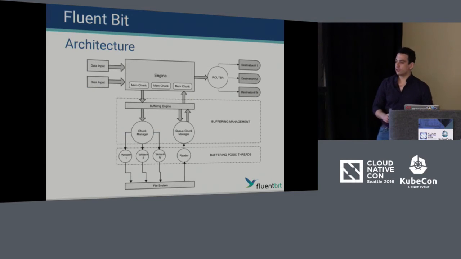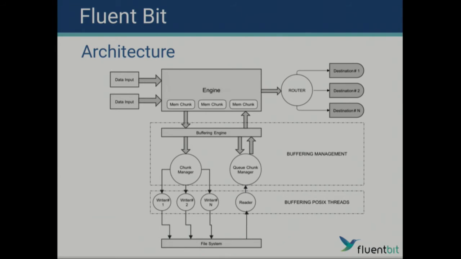The architecture is quite similar. I'm not going to get into much detail on it, but it has input plugins. You have the main engine, and once it gets the data in, optionally, it can do buffering. It does buffering either in memory or in the file system. It has its own POSIX threads to handle this information.